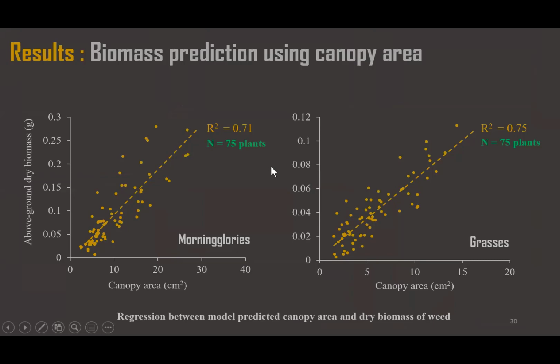We can see that the canopy area that we derived from the canopy segmentation results from objective 1 was pretty good at predicting above ground dry biomass for morning glories and grasses. Among these two different species, we can see that grasses were better predicted using the canopy cover area from the segmentation results.